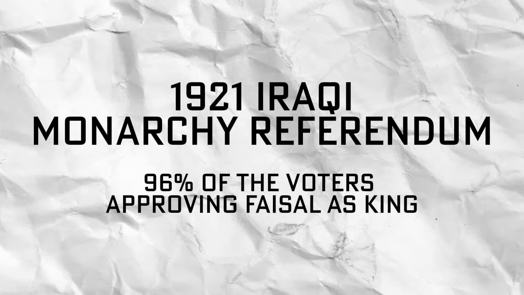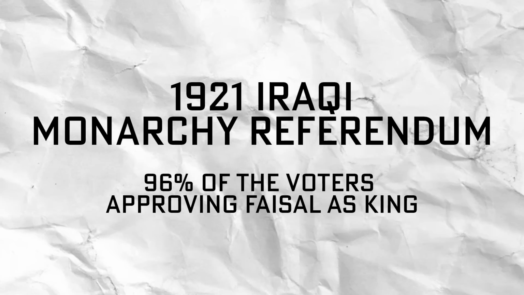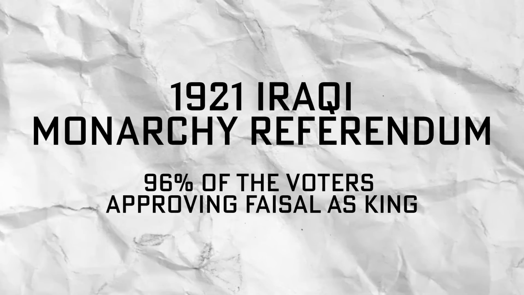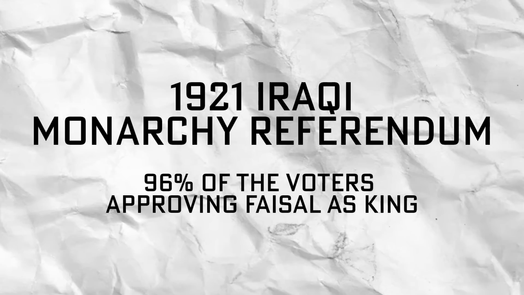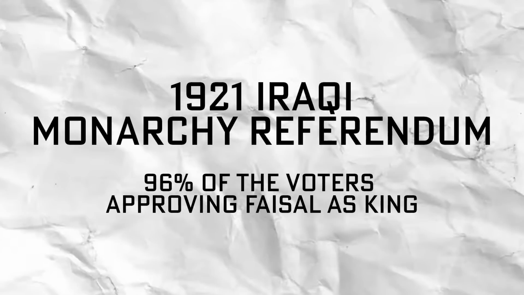To legitimize Faisal's rule, a plebiscite was organized by the British, which reportedly yielded an overwhelmingly favorable result, with Faisal receiving 96% of the vote. However, it is widely believed that the process was heavily influenced by British authorities who orchestrated the outcome to ensure Faisal's selection.